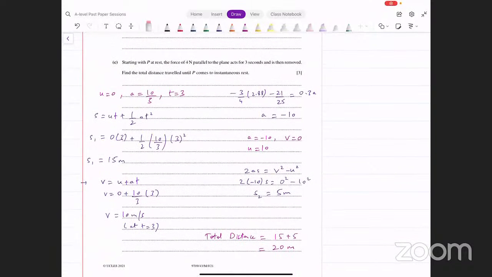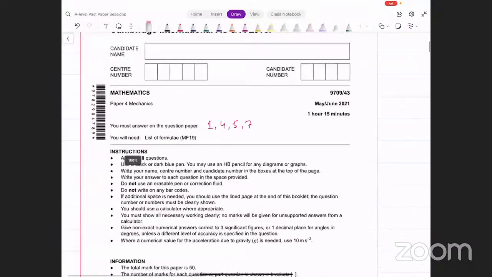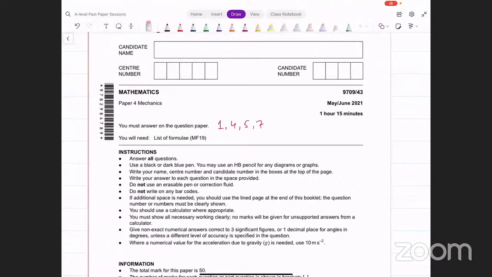Okay, so that was paper 4 variant 3. इसके हमने 4 questions देख लिए, 1, 4, 5, 7. The rest are pretty straightforward. वो आप कर सकते हैं. ठीक है. अच्छा, Farzan has a question there. Let me just answer that quickly before we end.